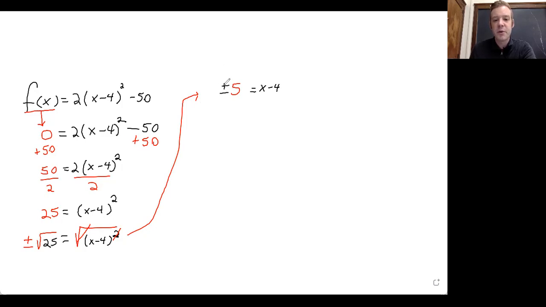And because we have both the positive and the negative here, that means we need to split into 2 equations. One equation will include the positive 5 and x minus 4. The other equation will include a negative 5 and x minus 4.